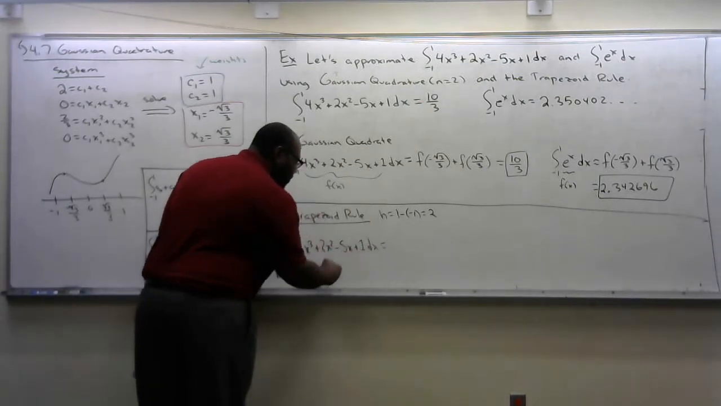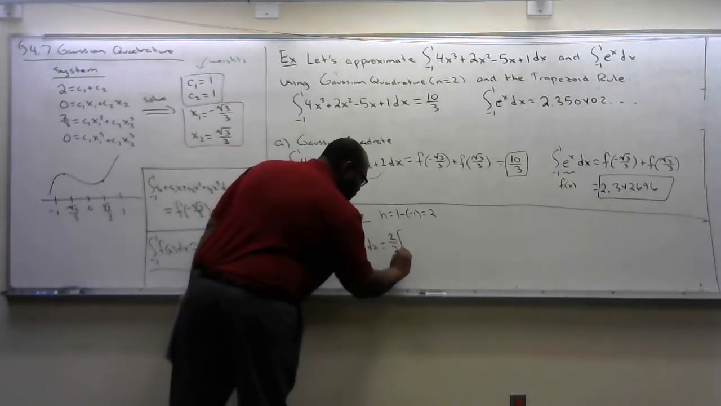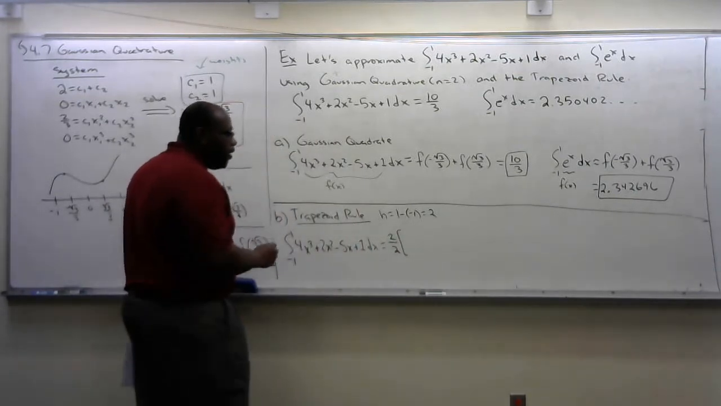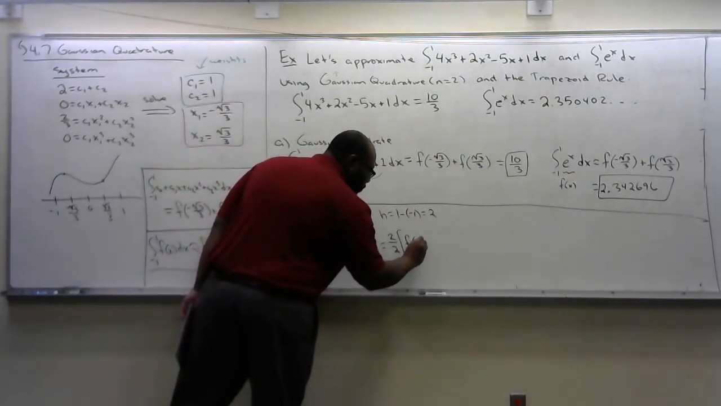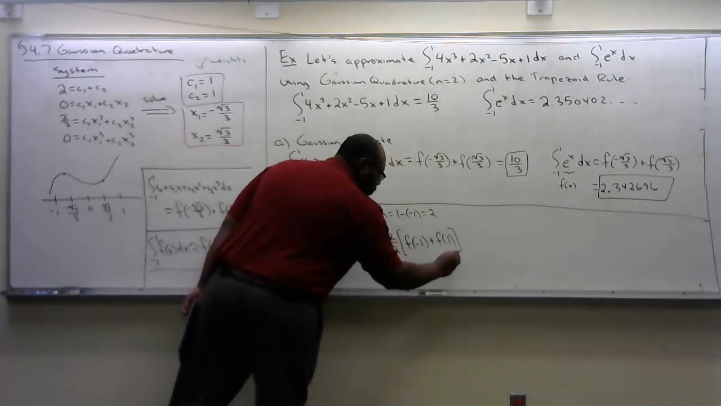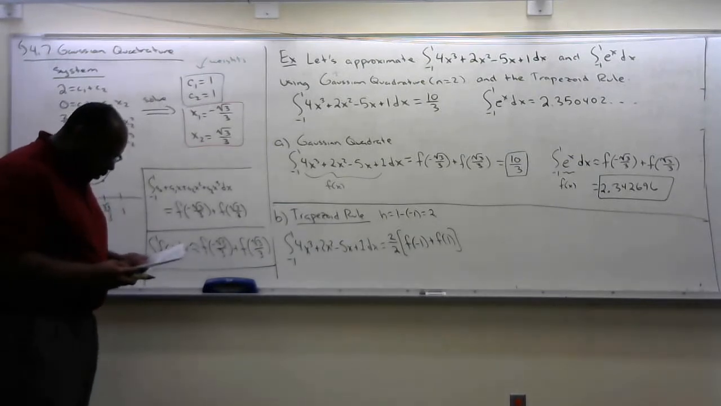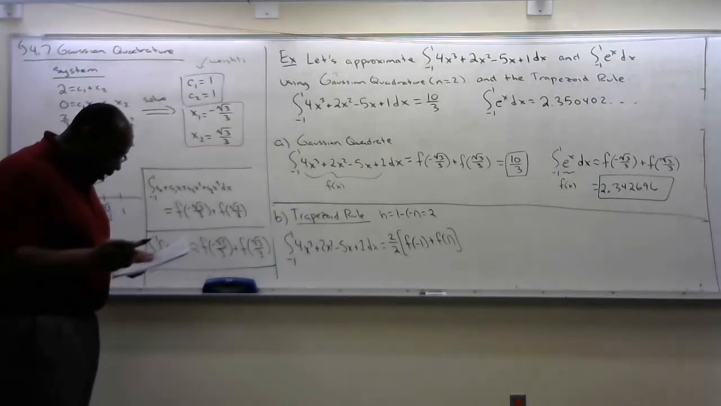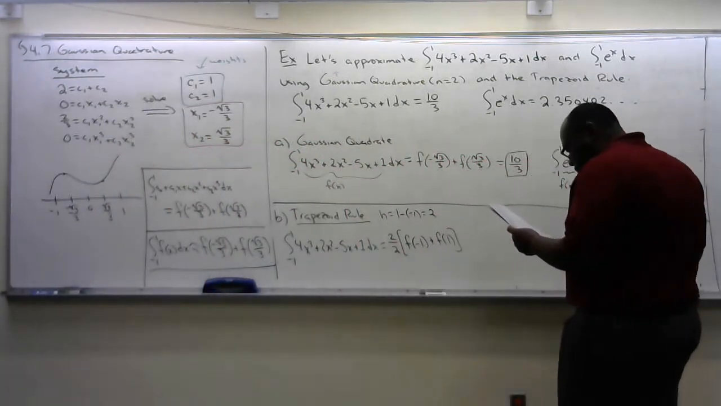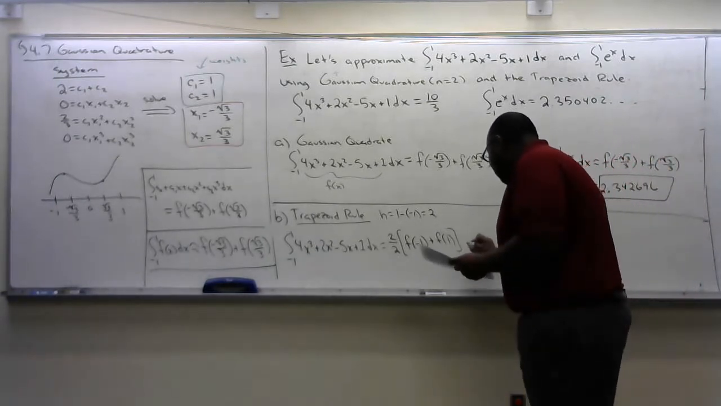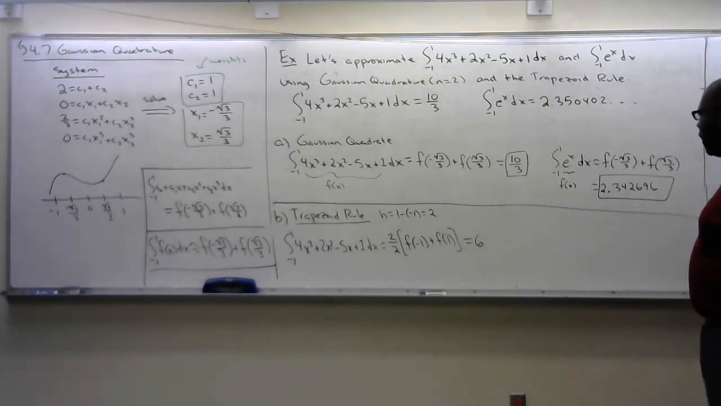My f of x is still this guy right here, so I have 2 over 2 as my h. Here we have f of our first point, which is negative 1, plus f of 1. And when you work this one out, what do I have? 6. What is 10 divided by 3?